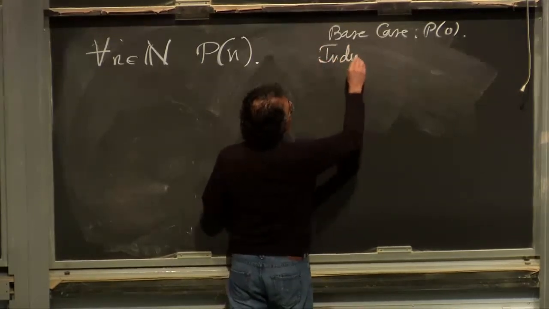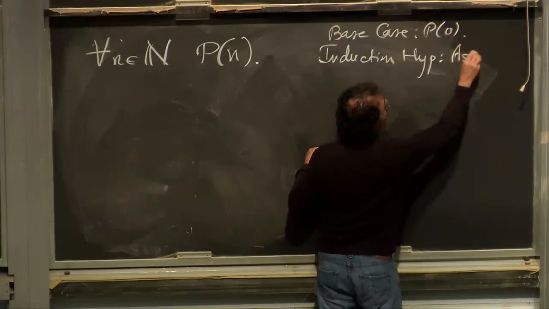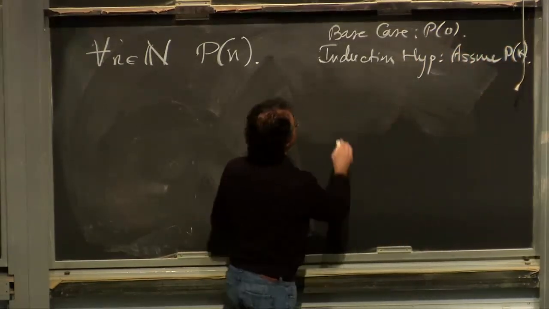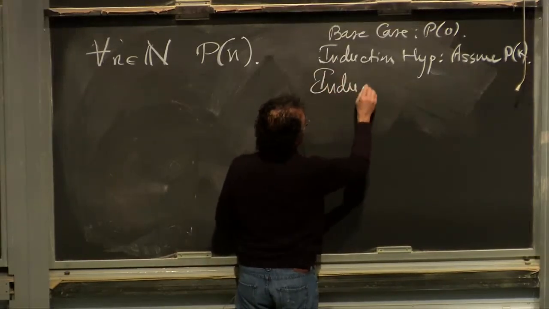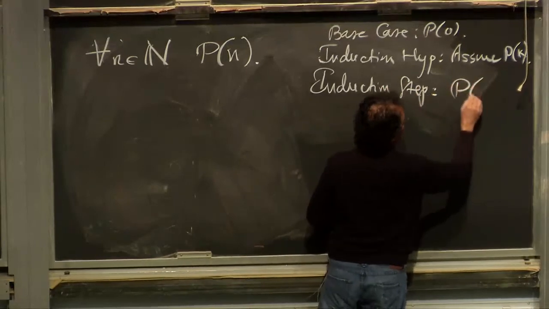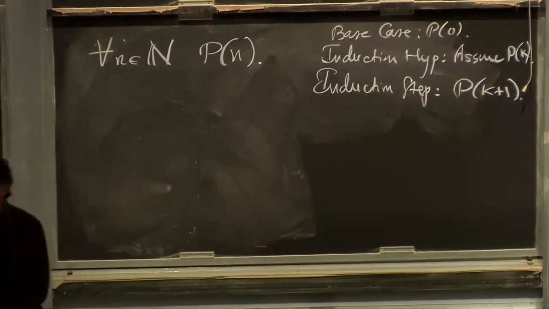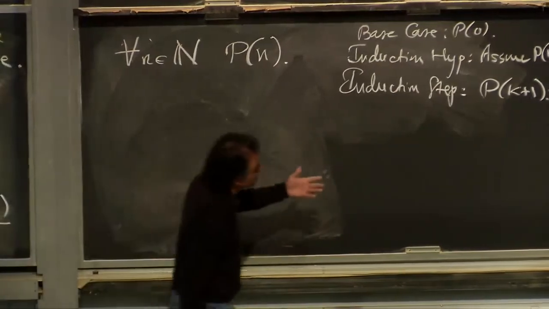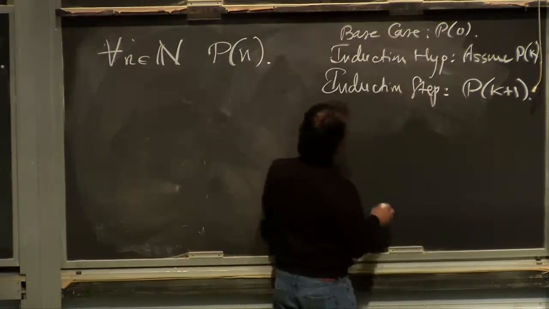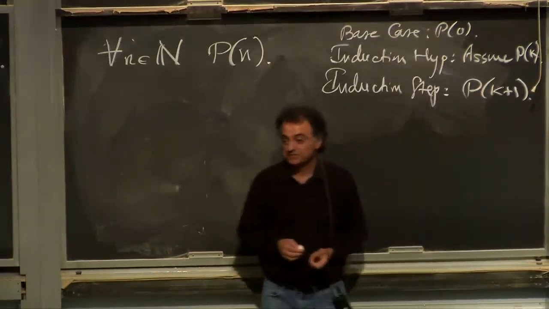Induction hypothesis. Assume p of k. Induction step. Show that p of k plus 1 holds. Right? In other words, once you assume p of k, show that p of k plus 1 holds. Right? In the induction step, you're really showing p of k implies p of k plus 1.